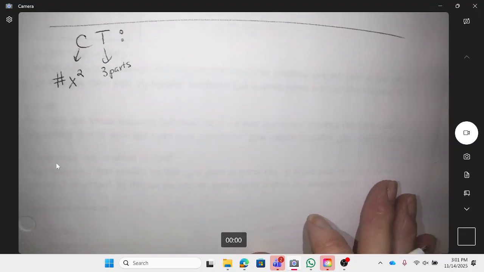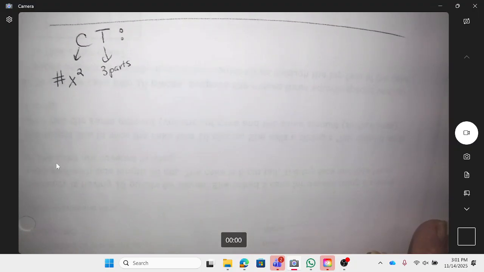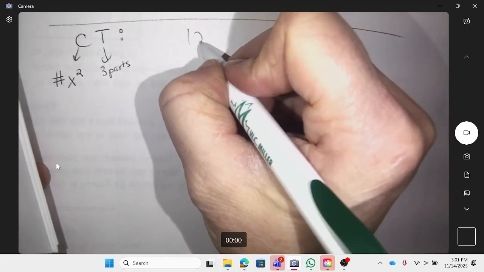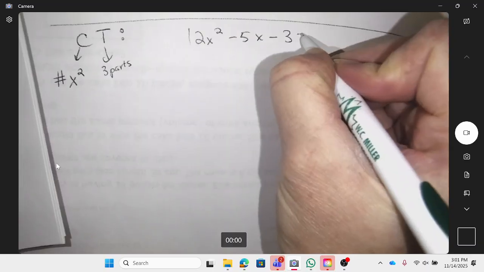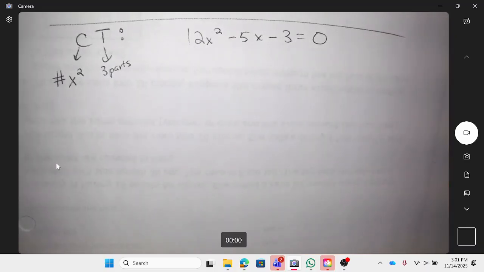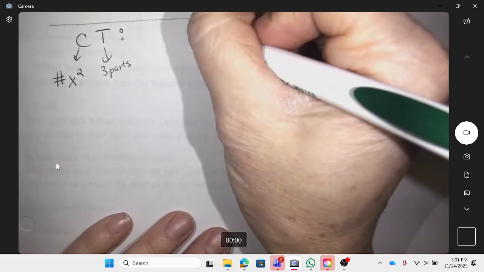So complex trinomial was our last. I should just put down one of these ones we just did actually. So this time, complex is you have something x squared there. This is the one we just did actually.